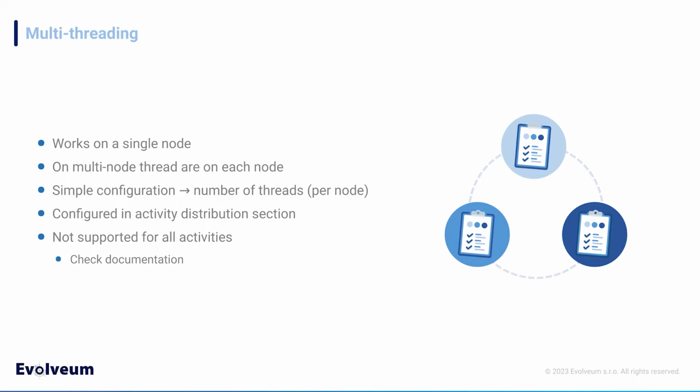The configuration is really simple. You just put in one number, and this is the number of threads. You will put it into the task configuration. So if the task is supposed to run on a single node, it will be the number of threads. If it's a multi-node task, this number says the number of threads per node. This is an important detail to know. And as I was saying, it's configured in the activity distribution section in the task.